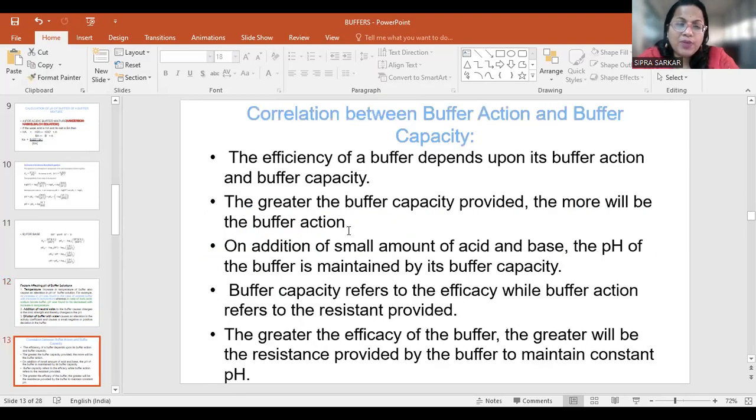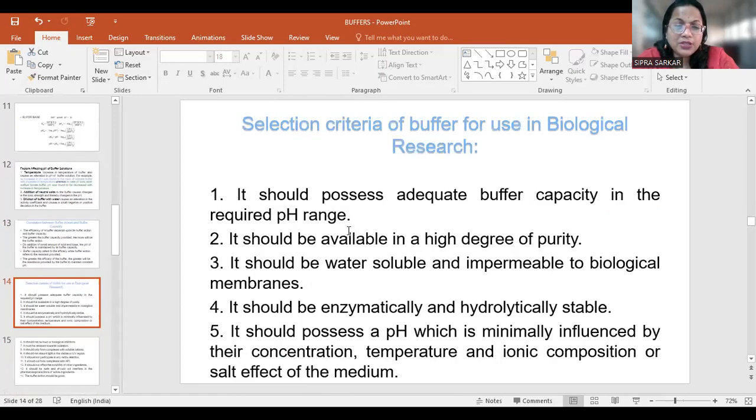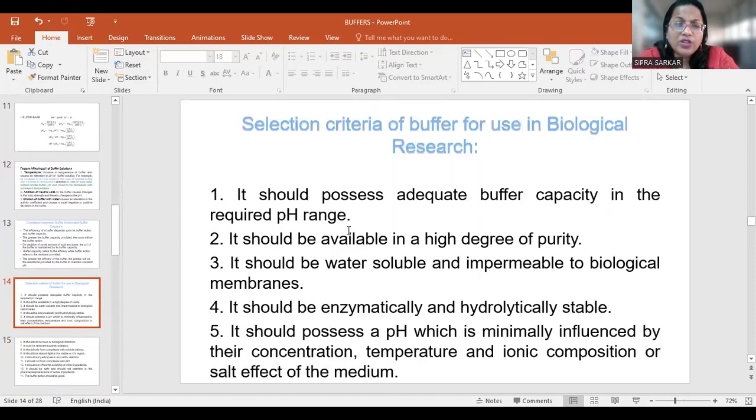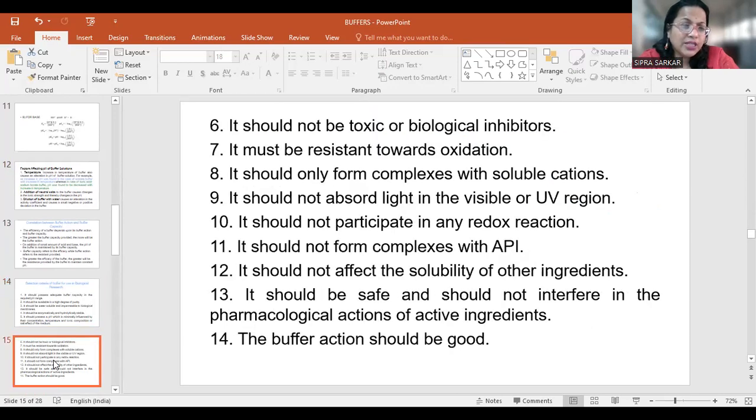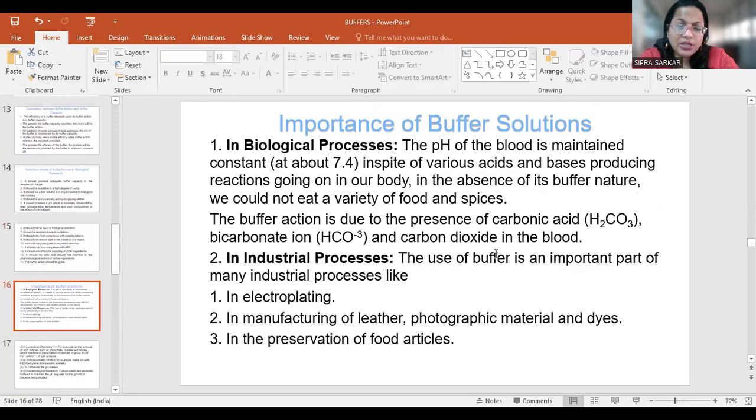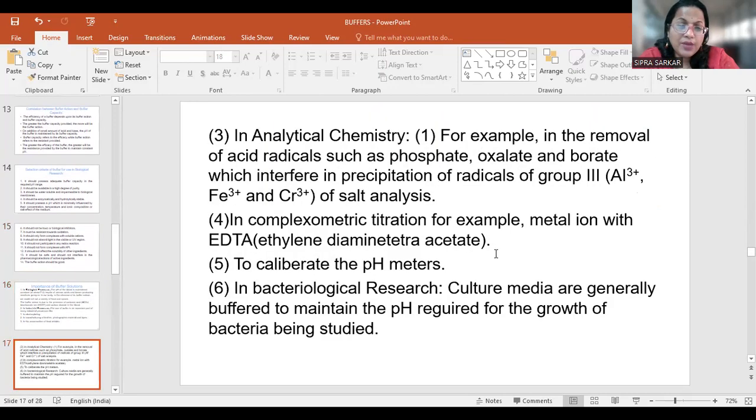Combined relation between the buffer action and buffer capacity: they are equivalent to each other. There are some selection criteria for the buffer, which will be discussed again in our class. I think this class has been lengthy for a long time, so that's why we will be covering buffer action and the importance of buffer solution next.